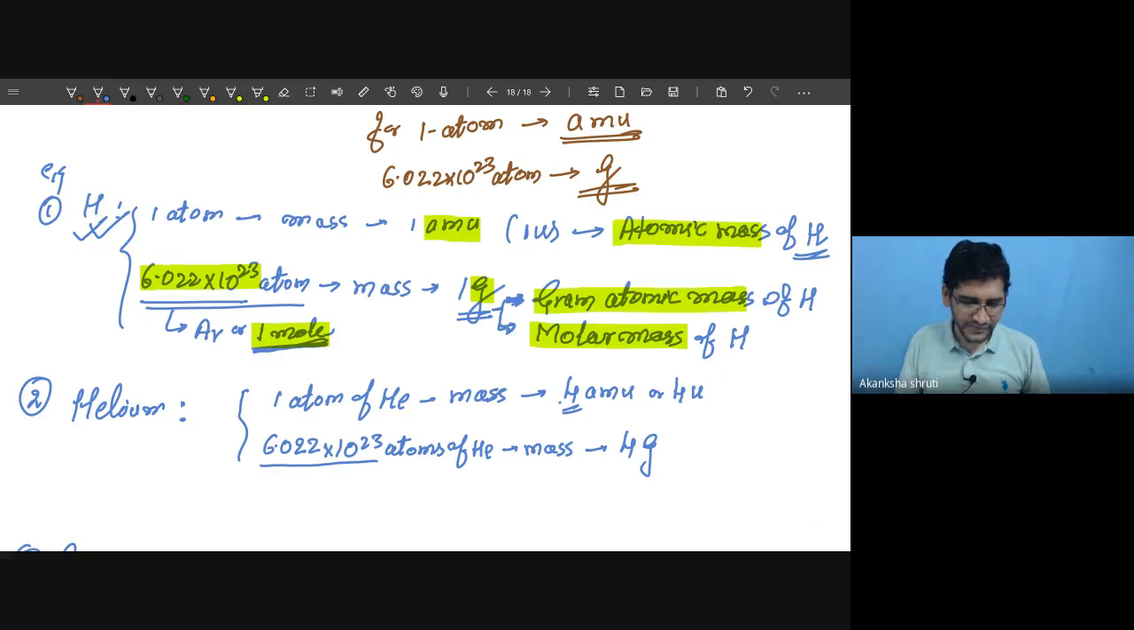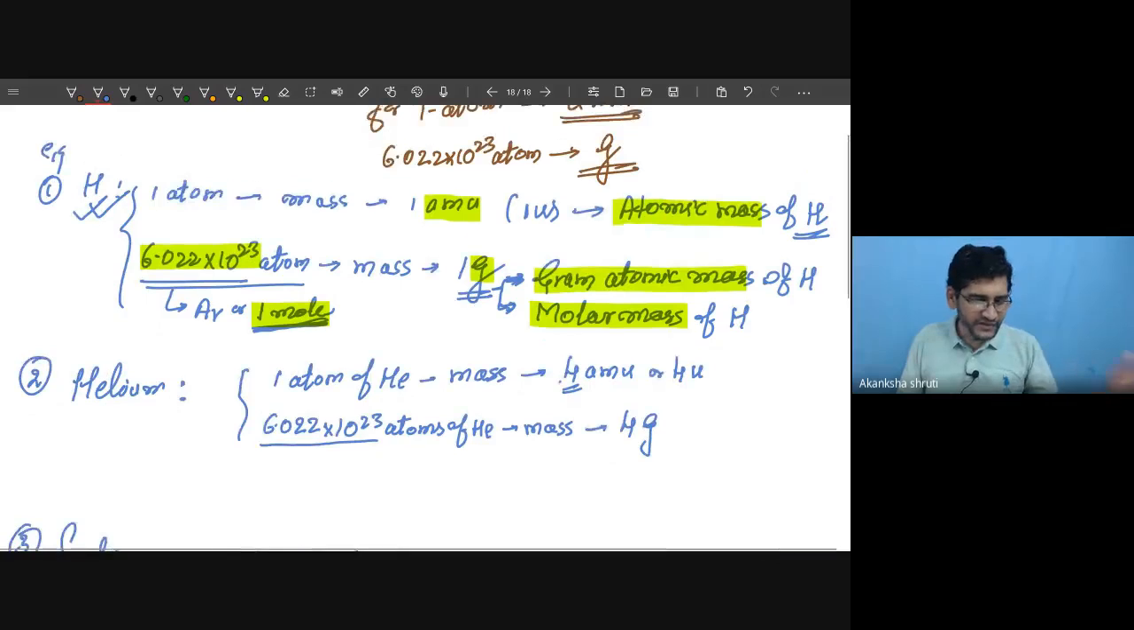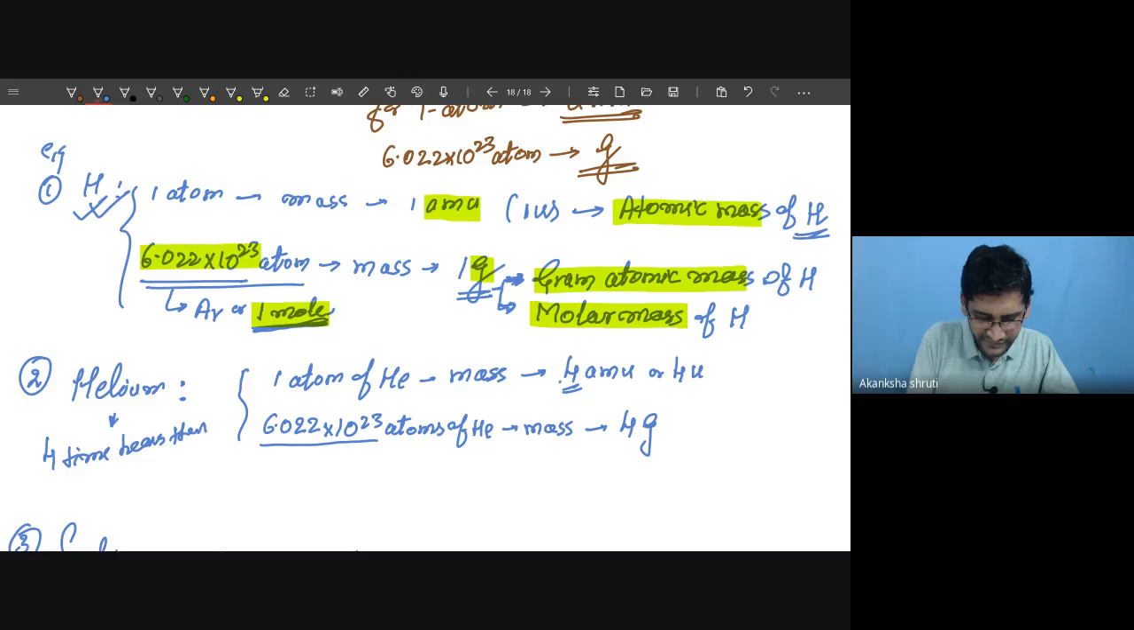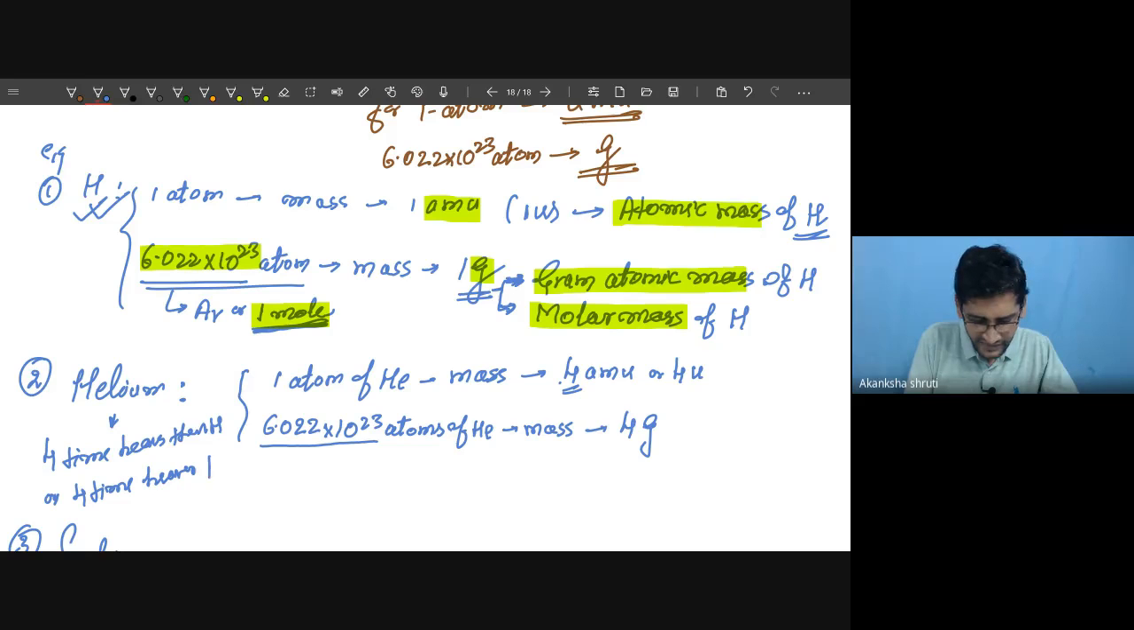Okay, student. Here we are observing another element like helium. This helium is simply 4 times heavier than hydrogen, or it is simply 4 times heavier than 1 AMU. It simply means this. So what is this AMU that we are going to learn today?